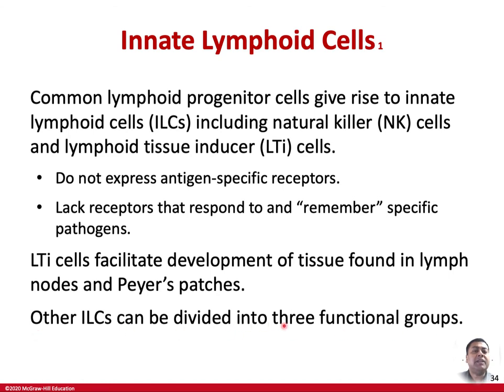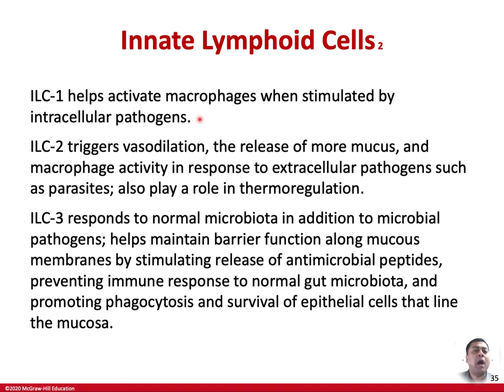These ILCs can be divided into three functional groups. The first one, ILC1, helps to activate the macrophage when stimulated by intracellular pathogens. That's one of their functions, release of cytokines to activate macrophages. The second one, ILC2, triggers vasodilation, release of more mucus, and macrophage activity in response to extracellular pathogens such as parasites. It also plays a role in thermoregulation. That means they can increase the body temperature and can be pyrogenic, or they can lead to fever.